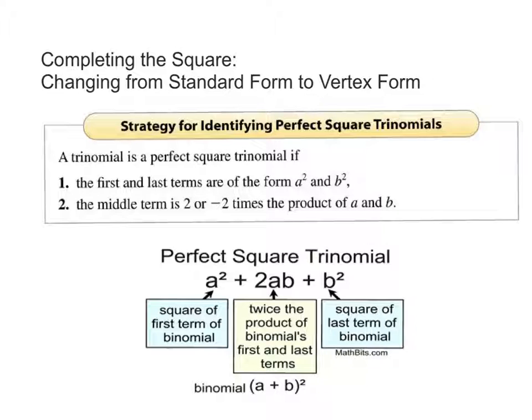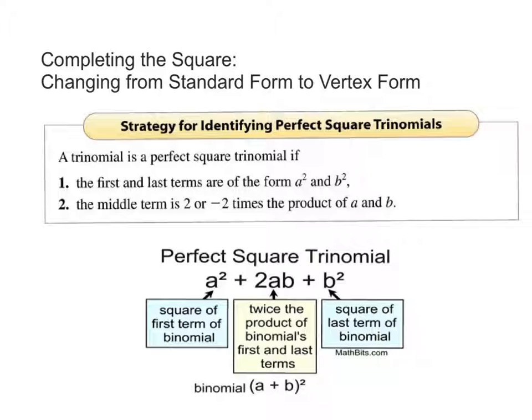But the first thing, I just want to talk about this. We just did some factoring with perfect square trinomials. Here's how you can identify a perfect square trinomial. Here's how you factor it once you know that it's a perfect square trinomial. So this is going to be a shortcut for some factoring. A trinomial is a perfect square trinomial if the first and last terms are of the form a squared and b squared, which means they're perfect squares.